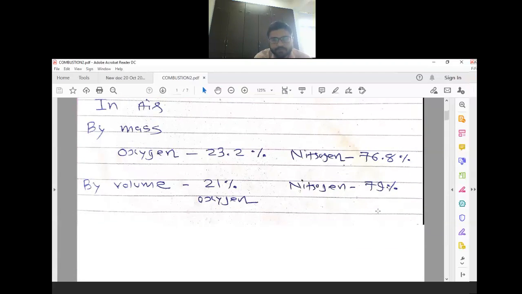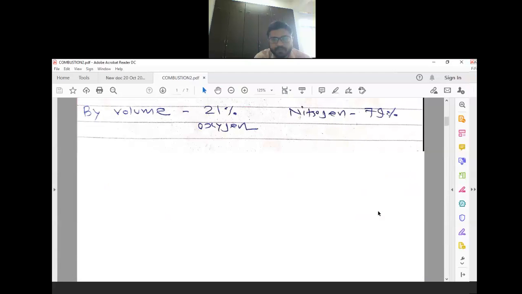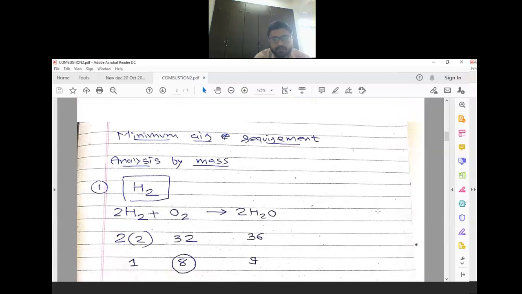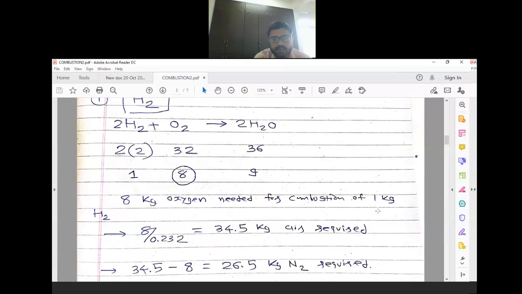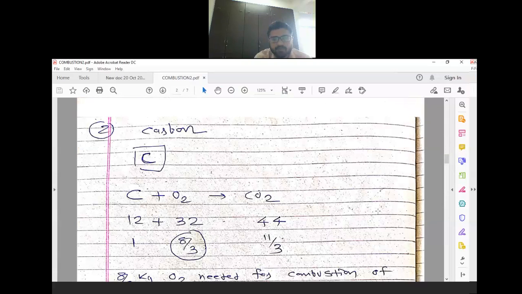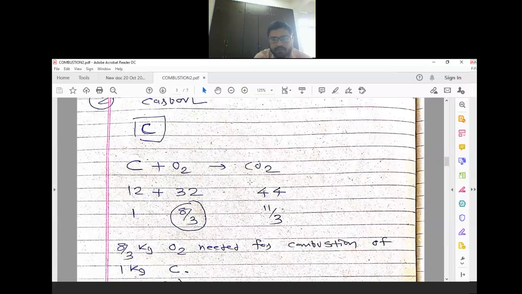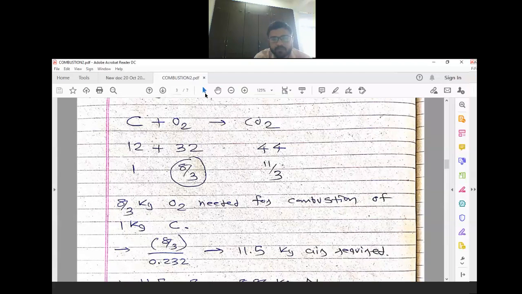Now after that, let us start with carbon. Suppose we want to do the combustion of carbon. For carbon, we want to find out how much air and how much oxygen is required. In that, first of all we have to write down the formula. So we can see here that C plus O2 is equal to CO2.